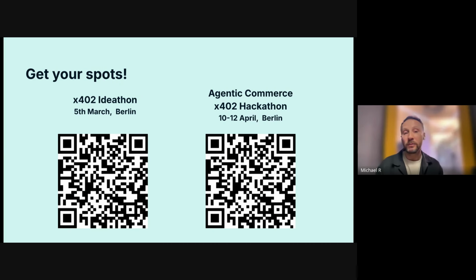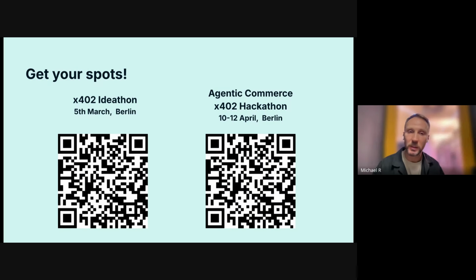Then after that, we'll have the Agentic Commerce x402 hackathon. As Gülşah mentioned, that will be 50 hours. It will also be in person here in Berlin. There will be tracks for novice builders and also for senior builders. That's what we're expecting to attract.